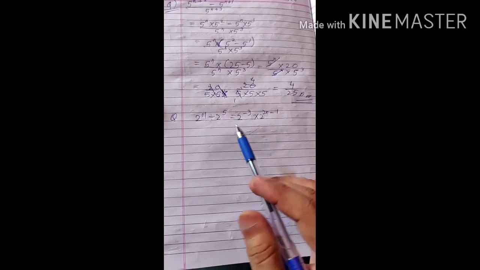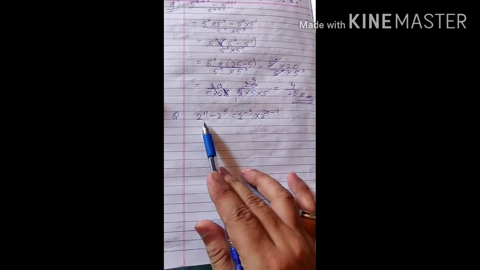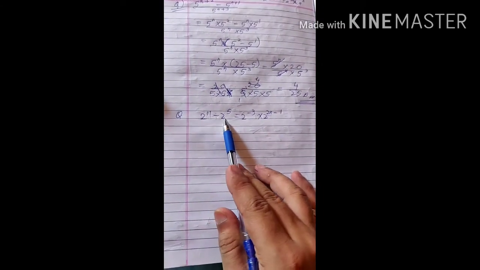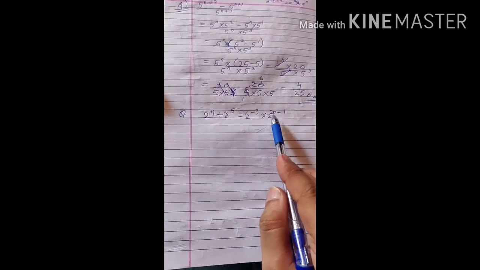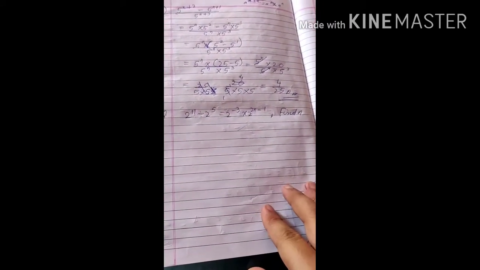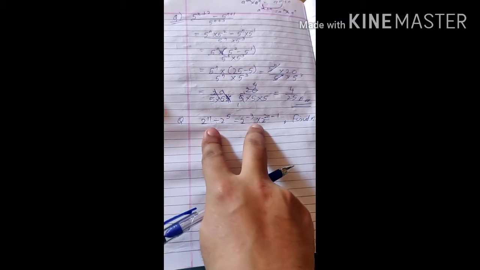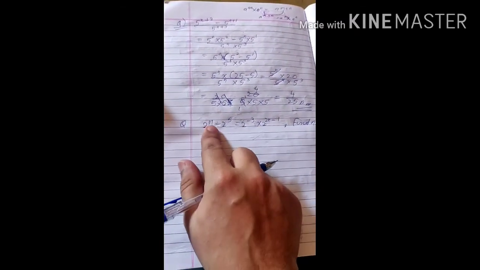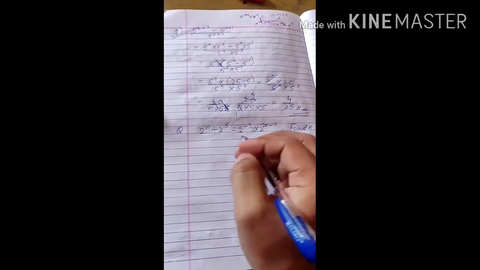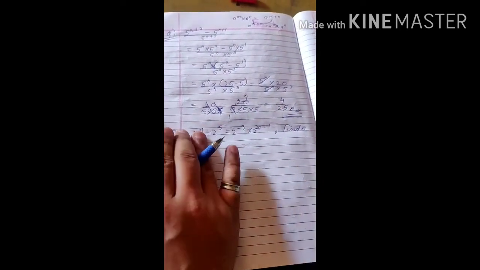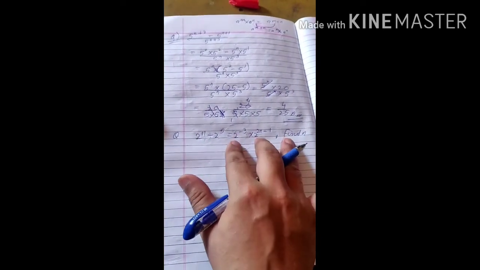So taking one more question. The question here is 2 to the power 11 divided by 2 to the power 5 equals 2 to the power minus 3 multiplied by 2 to the power 2n minus 1. In this question we have to find the value of n. The two things are given as equal, which means this is equal to this. So for finding the value of n, we need a single term on the left hand side and a single term on the right hand side.